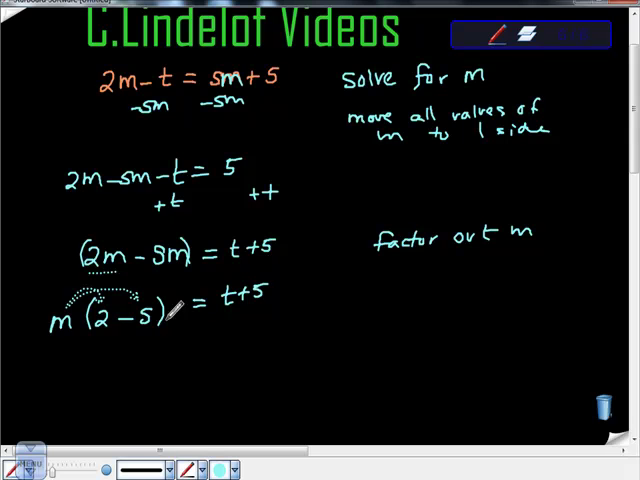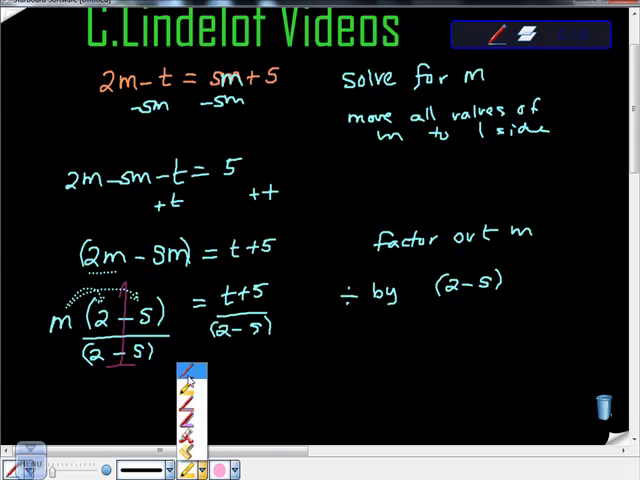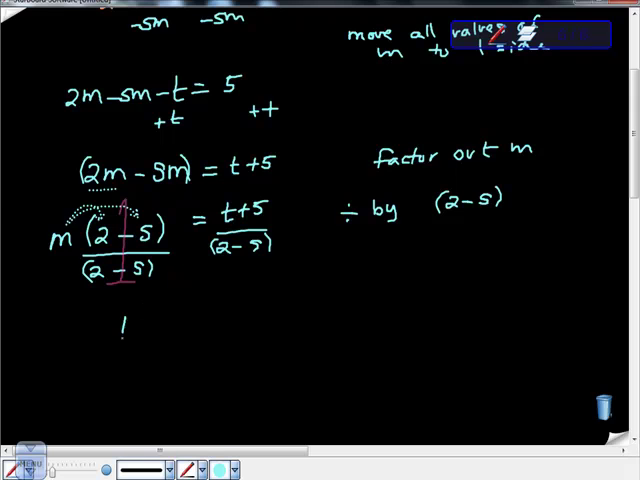So from here, I'm almost there, aren't I? What I'm going to do is divide both sides by 2 minus s. As long as I do the same thing to both sides, I'm in good shape. And 2 minus s over 2 minus s, of course, is equal to 1. Do we agree on that? So if that's equal to 1, then 1 times m is m. And m will be equal to t plus 5 over 2 minus s.